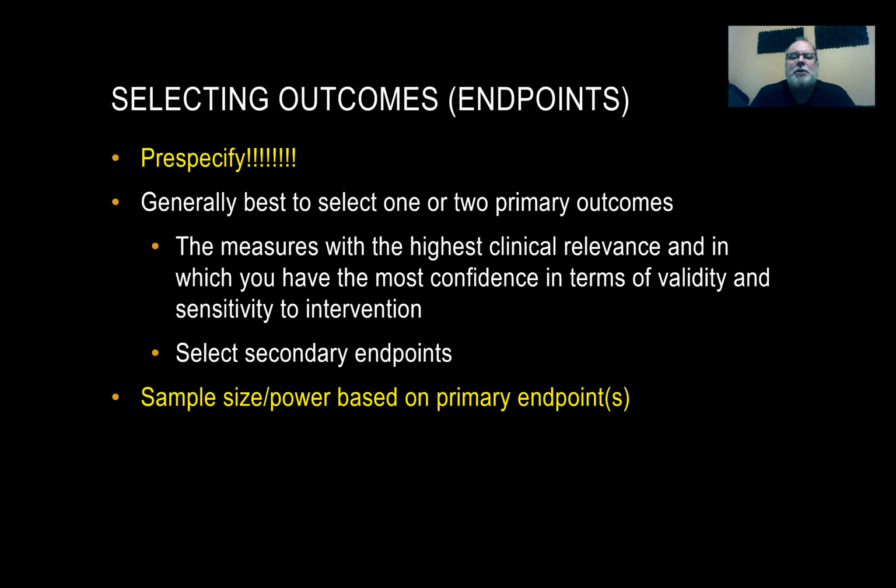Obviously, you want to pick the measure with the highest clinical relevance, most confidence in the validity, and known sensitivity to the intervention. That's more a methods than a statistical issue. You also pre-specify your secondaries. Typically the power analysis is based on the primary endpoints. Unless you put a lot of focus on your secondary endpoints and your exploratories, it's usually sufficient for study sections to look at the power analysis and say, okay, you're powered for the primary endpoints. Next slide.